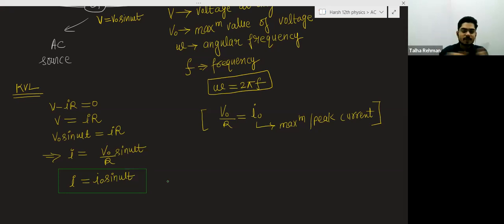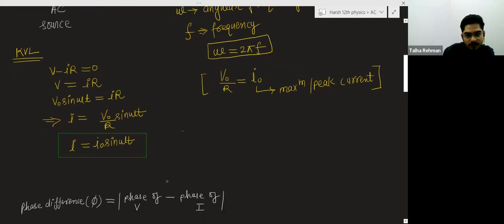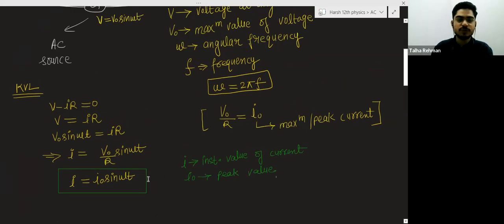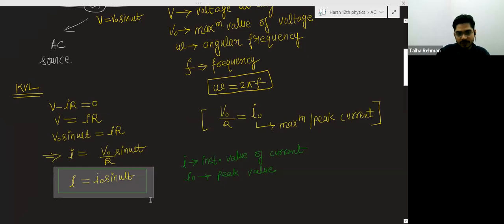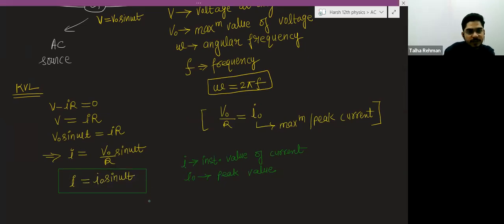What is I here? I is the instantaneous value of current in the circuit, and I naught is the peak value of current, and omega and t we already know. Now see, this is the equation of the current and the equation of the voltage that we have.